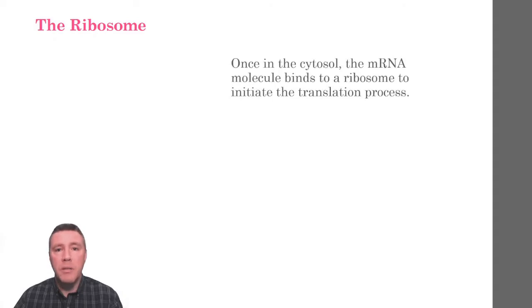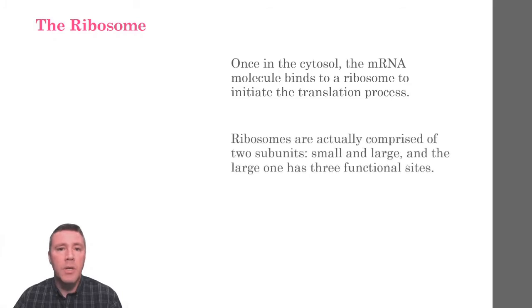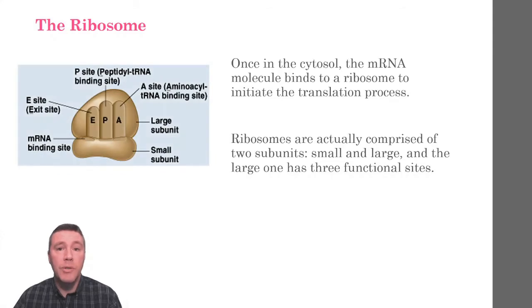Ribosomes play a central role in translation. Some found floating in the cytosol, and others attached to the endoplasmic reticulum, will bind to the messenger RNA to begin translation. But before we go into the details of that process, let's take a closer look at the structure of a ribosome. A single ribosome is actually comprised of two subunits, one being larger than the other. They are not so cleverly called the large subunit and small subunit.